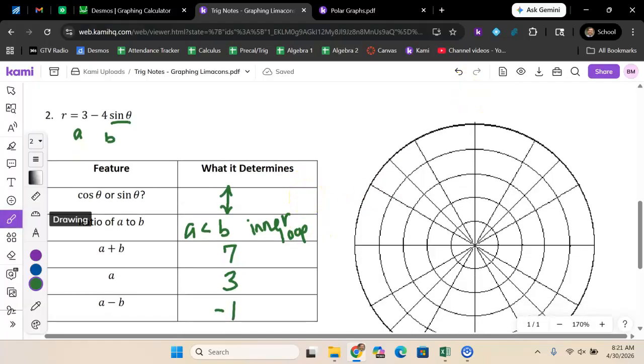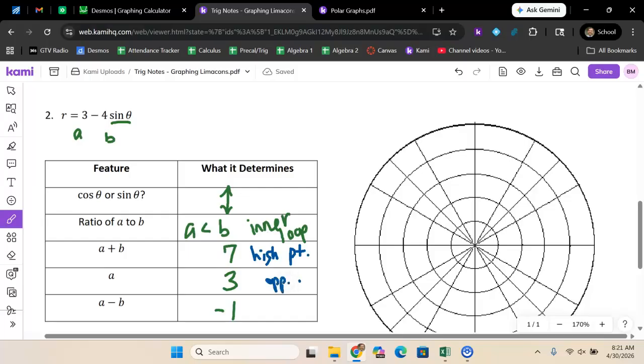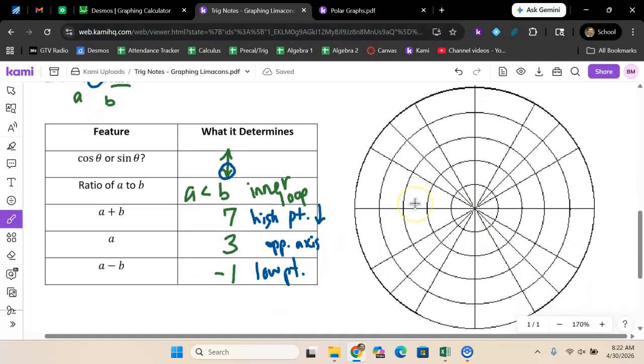Okay, so once again, a plus b, that's the high point. And then this is our opposite axis stretch. And then this is our low point. All right, so it's sine and it's minus. So that minus is going to tell me that my high point is actually going to be down. Okay, so if it's plus, the high point's at the top if it's sine, or at the right if it's cosine. If there is a minus there, the high point is going to be down if it's sine, or to the left if it's cosine.